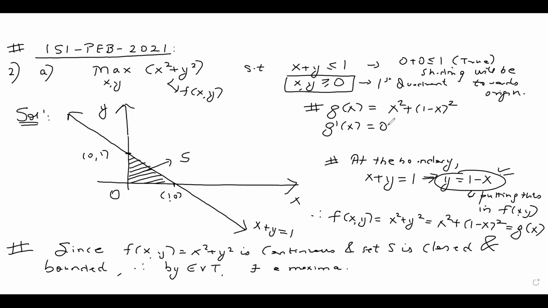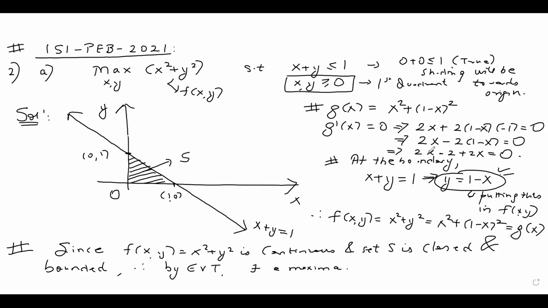Therefore, if I have to maximize g of x, I put g dash x equal to 0. That's my first order condition. So if I differentiate g of x, what do I get? 2x plus 2 times (1 minus x) into the derivative of (1 minus x) with respect to x, which is minus 1, equal to 0, which implies 2x minus 2 times (1 minus x) is equal to 0, which implies 2x minus 2 plus 2x is equal to 0. So what do I get if I erase this particular part off?